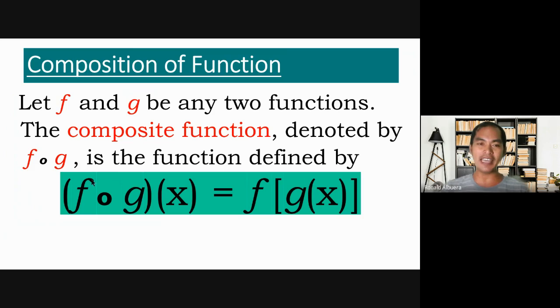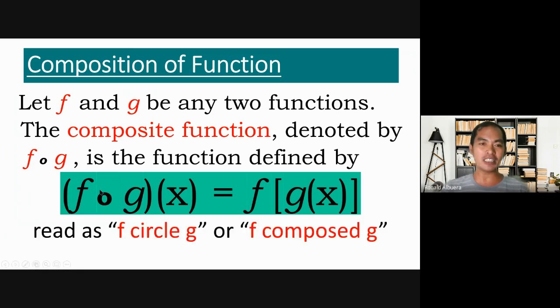of g of x. Ang pagbasa po nitong circle ha, f circle g or f compose g. Hindi po ito multiplication operation. Ang nasa multiplication shaded, ito ay open circle. Ang ibig sabihin nito na composition of function, when f compose g of x, ang tatandaan nyo lang, itong pangalawang function, yan ang magiging value na isusubstitute nyo sa independent variable or sa variable x ng unang function.